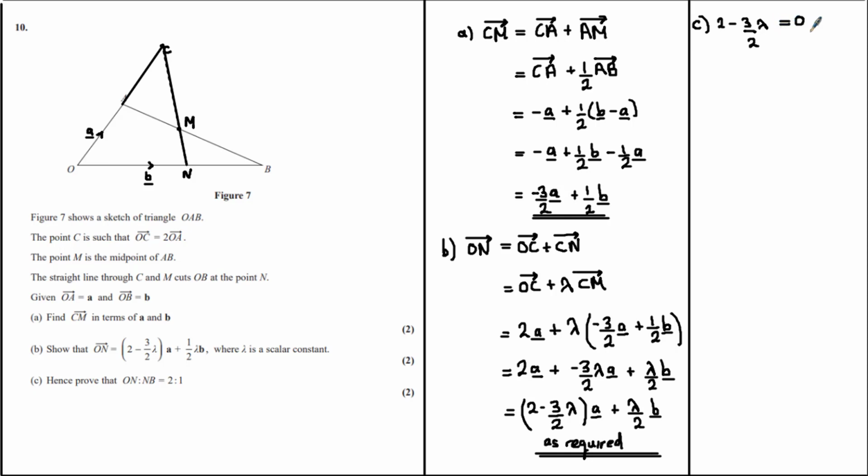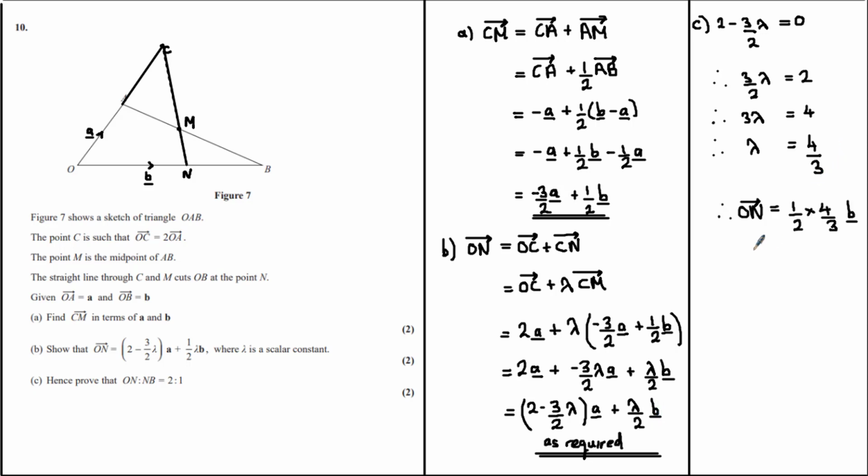Adding 3 over 2 lambda to both sides of the equation, we get that 3 over 2 lambda is equal to 2. Multiplying both sides by 2, we get that 3 lambda is equal to 4. And dividing both sides by 3, we get that lambda is equal to 4 over 3. Now, as we've found lambda, we can sub this value back into the expression to find a new expression for O to n in terms of b.